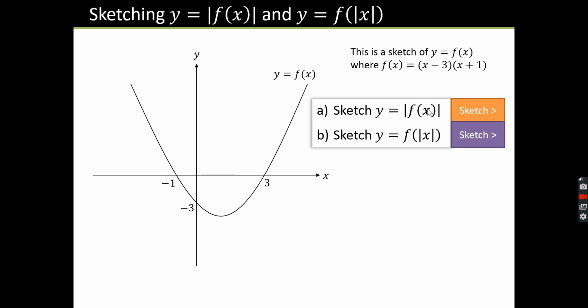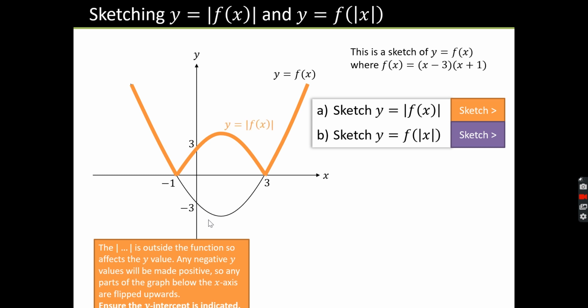Well, first of all, part a shouldn't be too bad, because we know if you take modulus, it takes all your negative values and it makes them positive. 0 will stay as 0, positives will stay as positives, and we're expecting these negatives to be reflected in the x-axis. So something like this. And that's what we have. Also, with any points, if possible, we should try and mark them as well. So it was -3 was the y-intercept from before, so that's going to be 3 now.